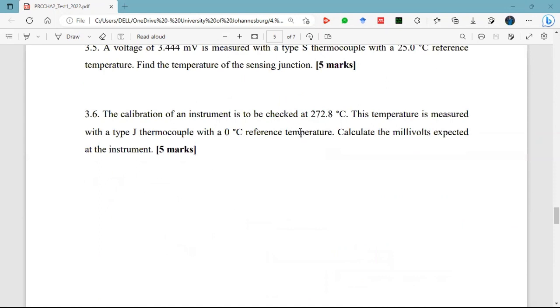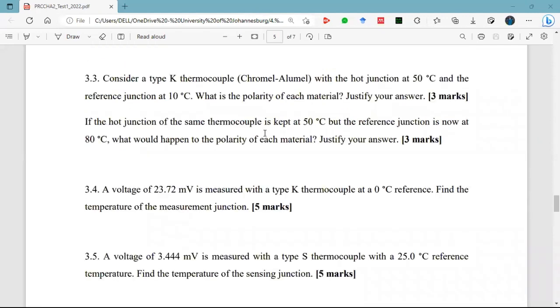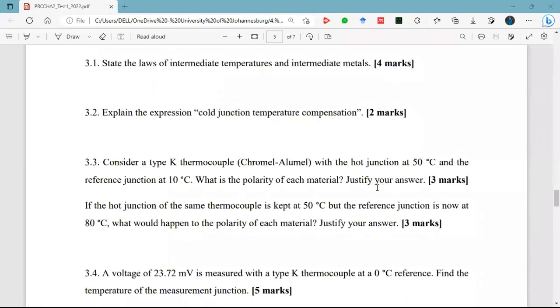Seems like now we can take the next 7 minutes or so before the meeting. Go back to 3.3, okay? What is happening on 3.3?